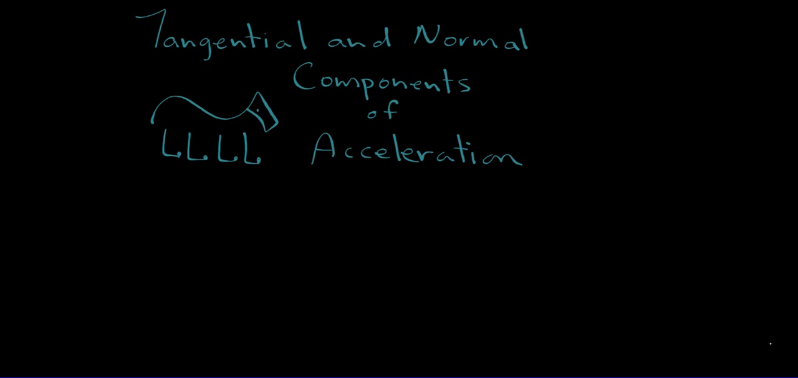So we're going to look at those two, and we're going to say this. We're going to say that acceleration in general consists of these two things. The tangential component times the vector T. Now this a sub t is not a vector. Plus the normal component. And our job is going to be to find a sub t and a sub n. Okay? That's going to be our job.